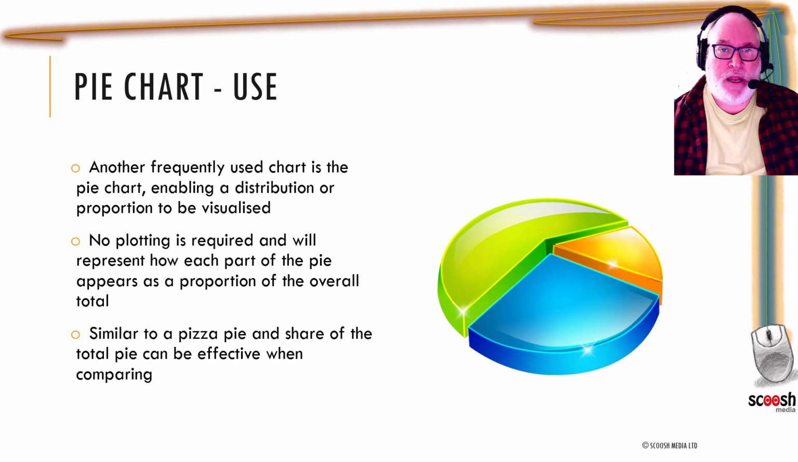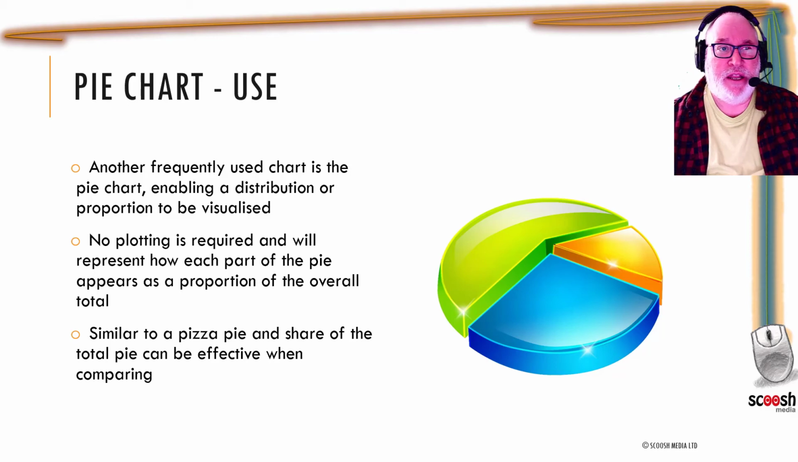So it says here, enabling the distribution of proportion to be visualised. And like I said there, against a percentage is quite handy. You can see that the whole of the pie comes to 100%. So, as I said, similar to a pizza pie or any other pie you want to think of.